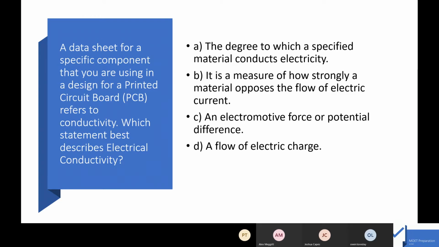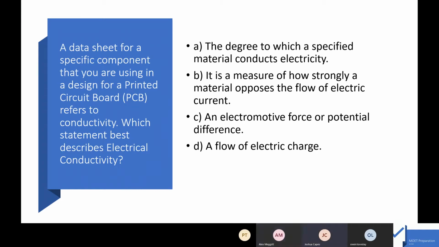Here are our four options. A, the degree to which a specific material conducts electricity. B, the measure of how strongly a material opposes the current flow of electricity. C, an electromotive force or potential difference. Or D, a flow of an electric charge. Yeah, A, I'll go with A.